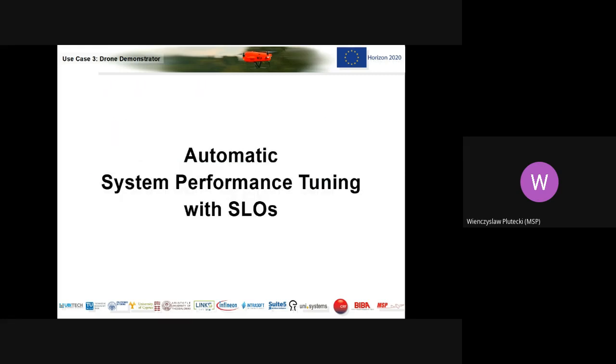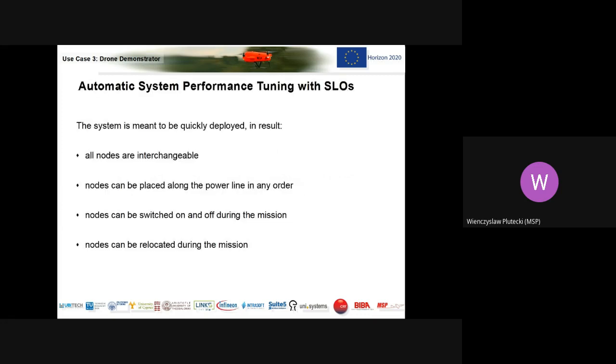And in our system, we have three such service level objectives defined. If we recap quickly, in our system, all nodes are interchangeable. There are no fixed roles of the nodes. They can be placed along the power line in any order. They can be switched on and off, and also they change positions along the power line. This means that the physical topology of the system changes constantly.